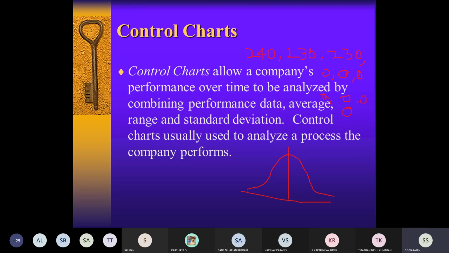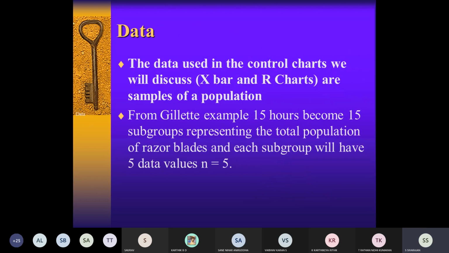Now, the data used in the control chart. There are 2 charts: the X bar chart and the R chart. Another thing you must understand is that in the data we have taken, everything is finite. For example, for a batsman like Virat Kohli, who has played around 200 innings, we can find out all the scores and other things.